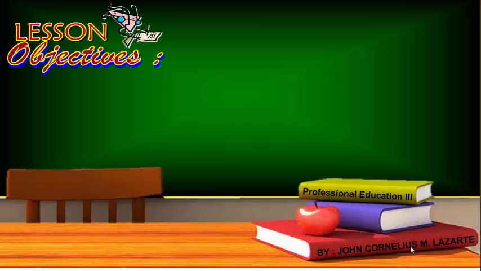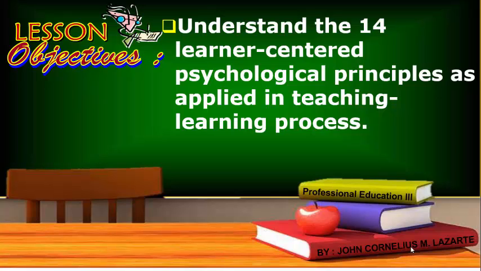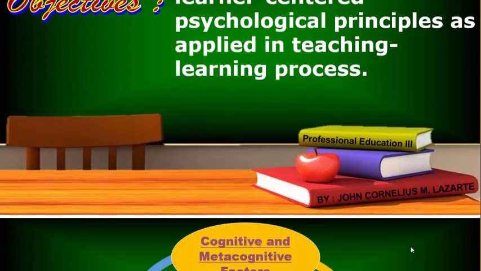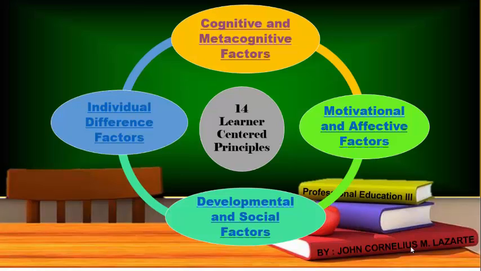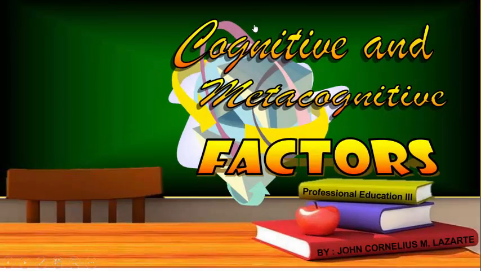Let us now have our lesson objective for today, which is to understand the 14 learner-centered psychological principles as applied in the teaching-learning process. Our 14 learner-centered principles are divided into 4 categories: the cognitive and metacognitive factors, motivational and affective factors, developmental and social factors, and individual difference factors. Now let us deal with the cognitive and metacognitive factors first.